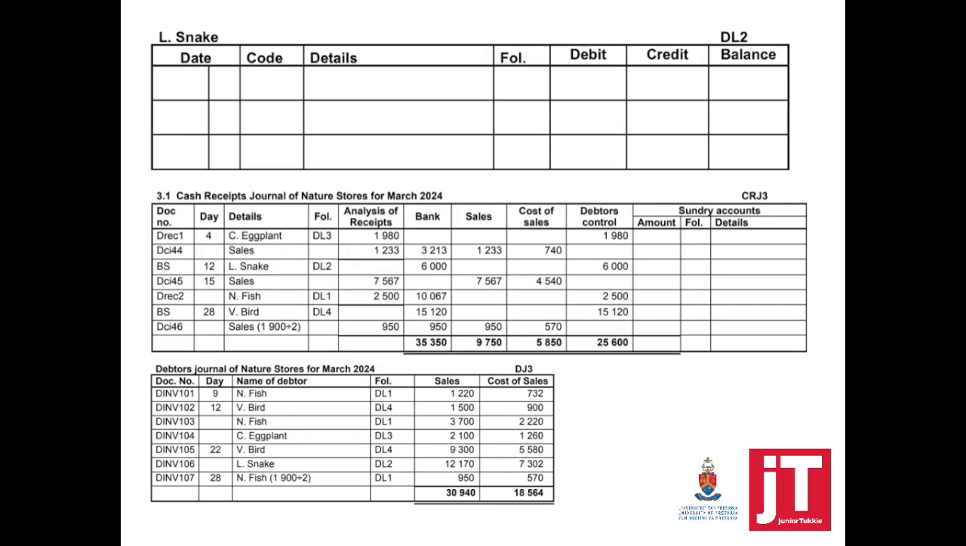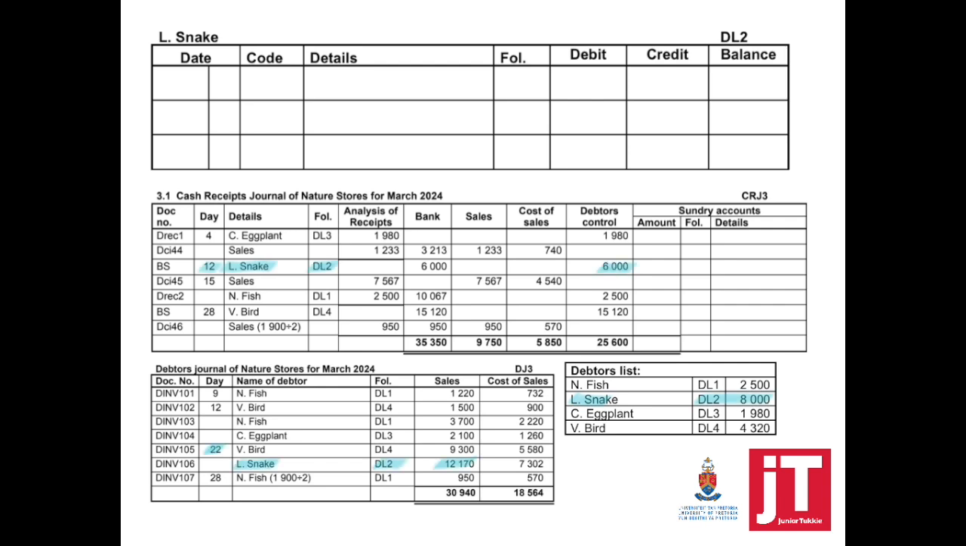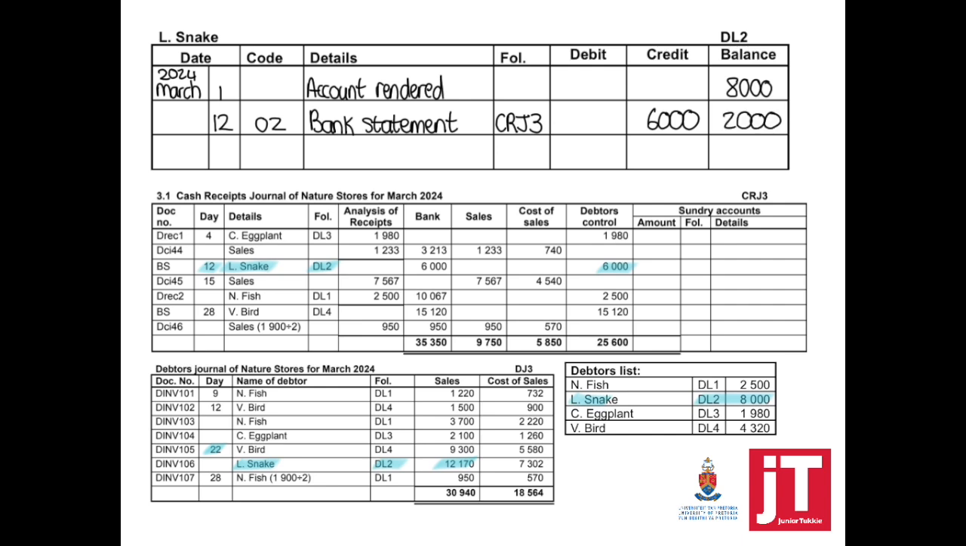Debtor number 2, L Snake. Start with the opening balance. On the first day of the month, account rendered, balance 8,000. And then we need to look at, again, the date. Make sure the dates are in the correct order. So I've highlighted everywhere where I see debtor ledger number 2. And the first transaction was on day 12. Code number 2, source document, bank statement from the cash receipts journal. He owes us 6,000 less. So his new balance is 2,000.